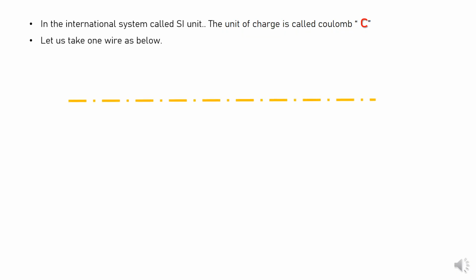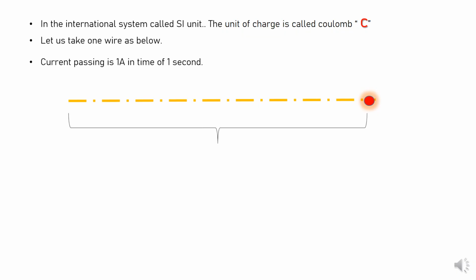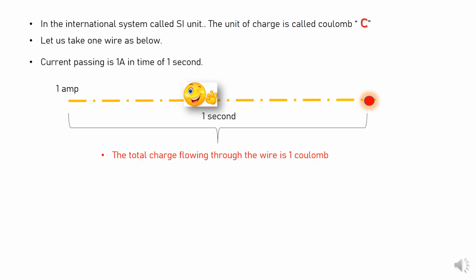What does it mean? Let us take one copper wire, which I have shown in yellow. The current passing through this wire is 1 ampere, and it flows for 1 second. Repeat: there is a copper wire, the current passing through this wire is 1 ampere for 1 second. The total charge flowing through the wire is called 1 coulomb, meaning 1 ampere passed in 1 second.